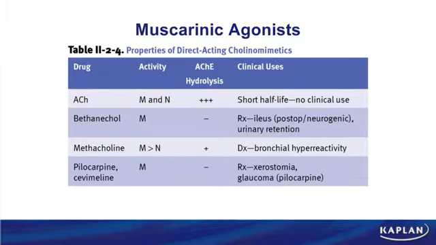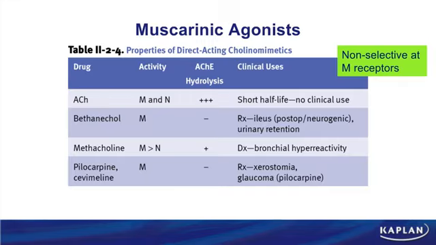This table looks at our muscarinic agonists. Remember, all of the drugs covered in this table are non-selective at muscarinic receptors, which means they activate all muscarinic receptors, M1, M2, and M3.